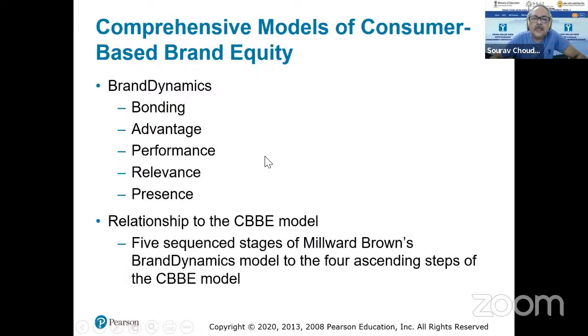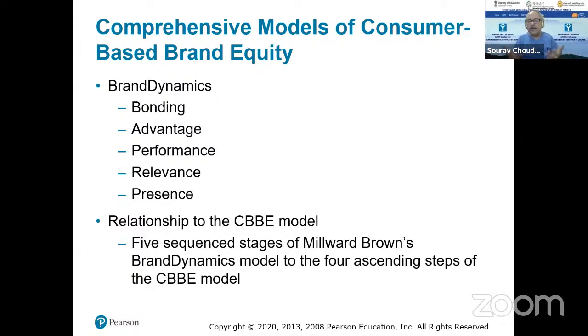Comprehensive model of consumer brand equity: bonding, advantage, performance, relevance, and presence. In the CBE model, don't look too closely at brand dynamics. What is more important is how well you are bonded to your brand. What is the advantage that you're getting from the brand? What does the brand performance mean to you? What is the relevance of the brand to the consumer? And finally, the presence: how widely is it present across consumers?